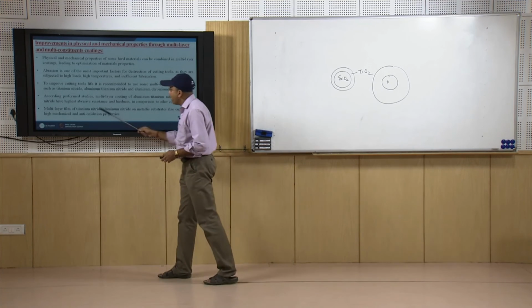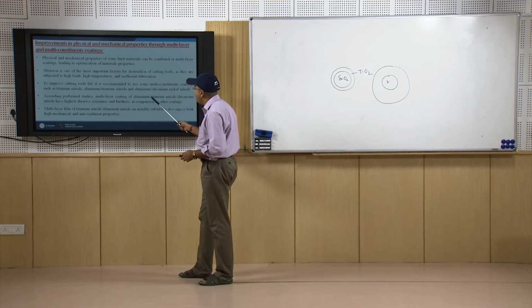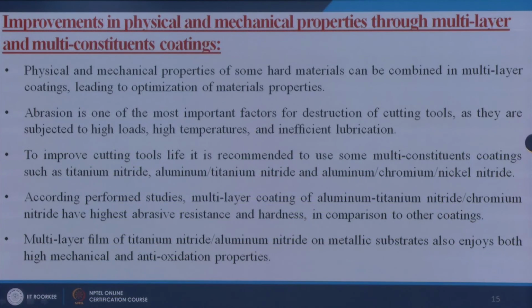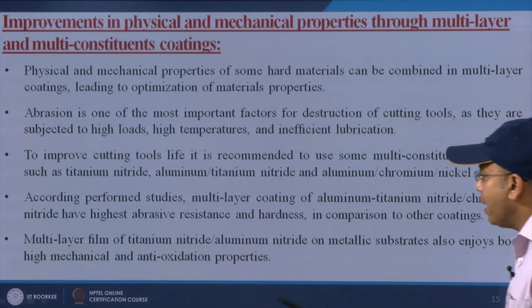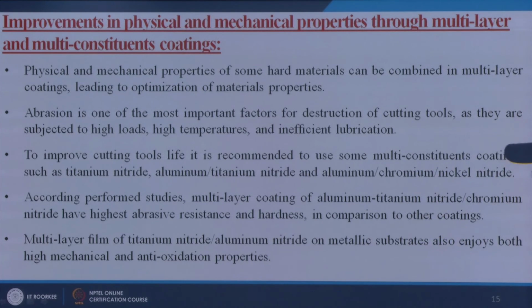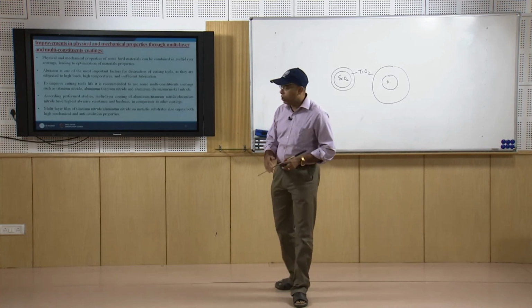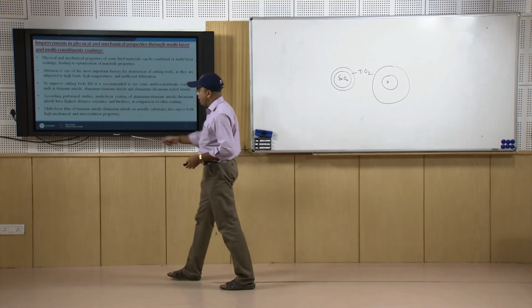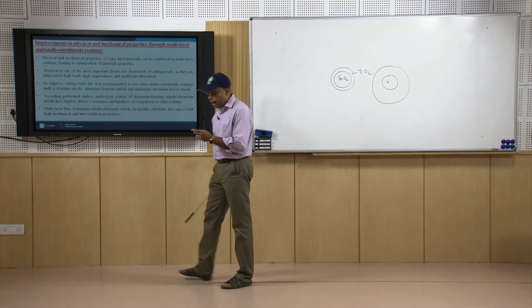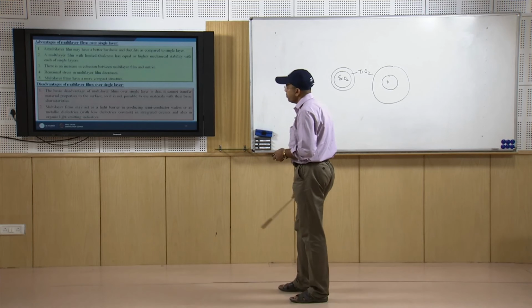According to performed studies, multi-layer coatings of aluminum titanium nitride and chromium nitride have the highest abrasive resistance and hardness in comparison to other coatings. Multi-layer film of titanium nitride and aluminum nitride on a metallic substrate also enjoys both high mechanical and oxidation properties. Not only that, it gives hardness or toughness to the cutting tool, and sometimes it gives high mechanical and anti-oxidation properties too.